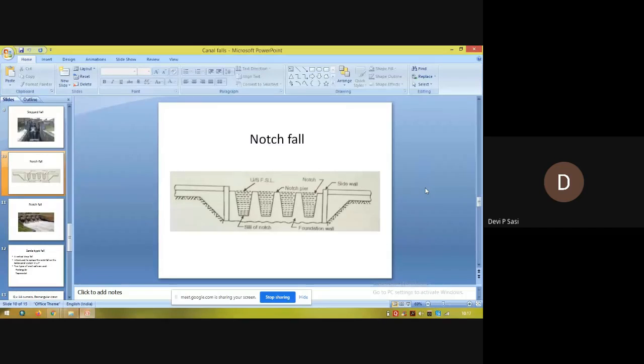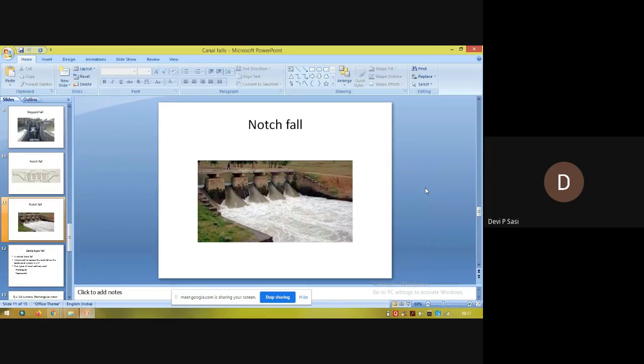Next is a trapezoidal notch fall. We have learned about the trapezoidal notch fall, the design, the theory part and the drawing, in the previous class. This is the trapezoidal notch fall.